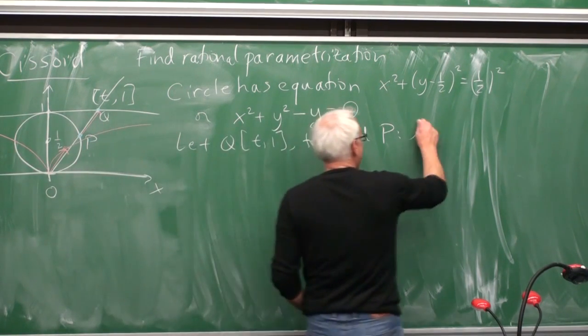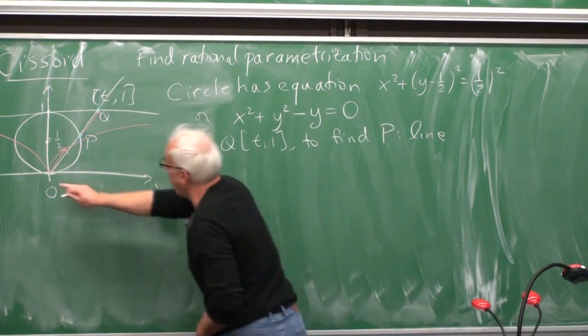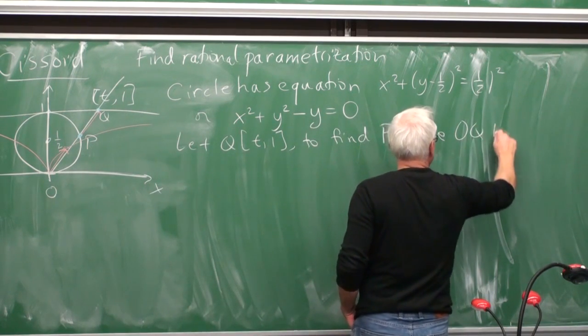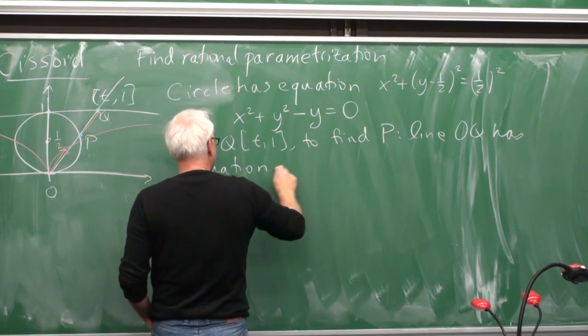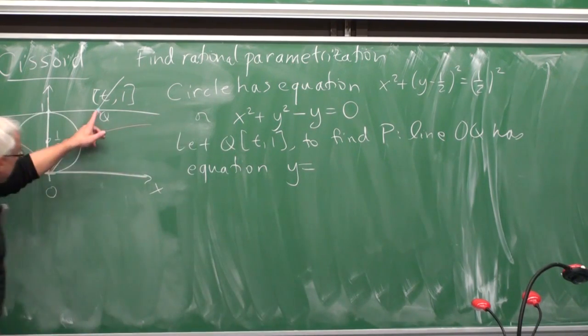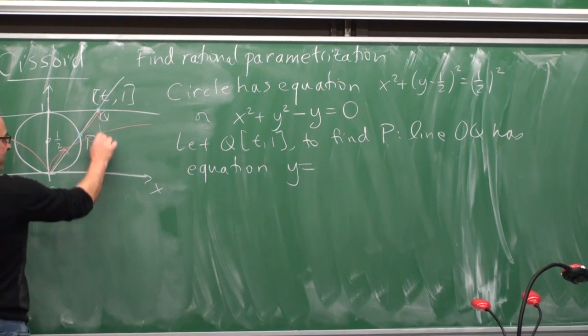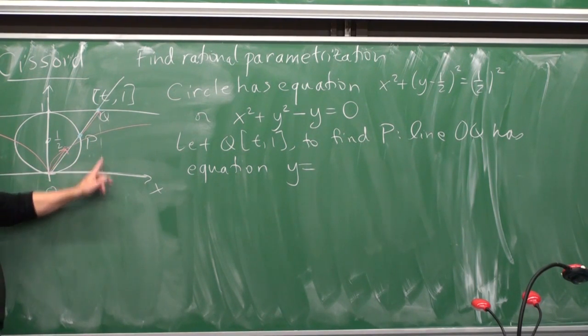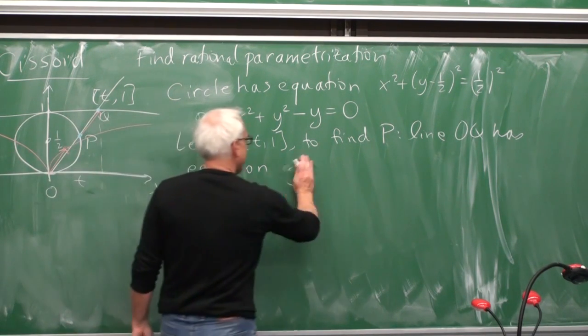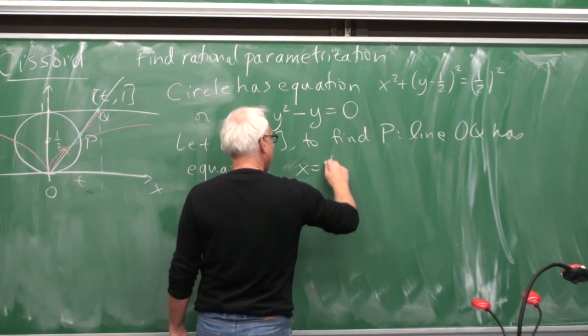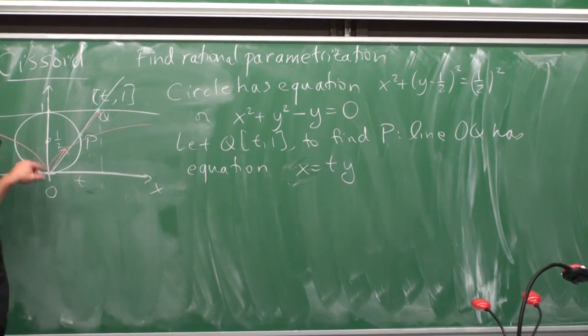So the line OQ has equation y equals, well, it has a slope of 1 over t. So maybe we should write it as x equals ty. So when y is 1, x is t.